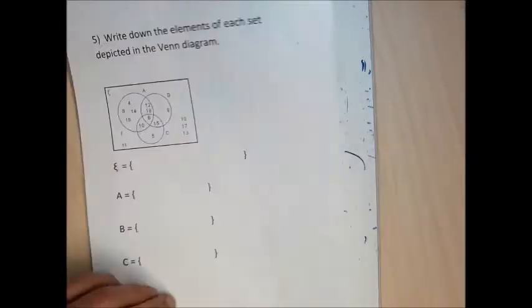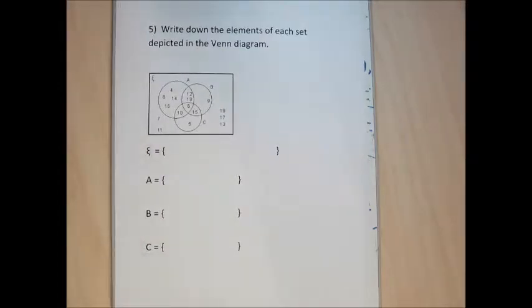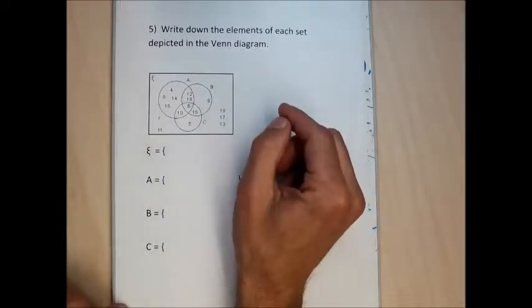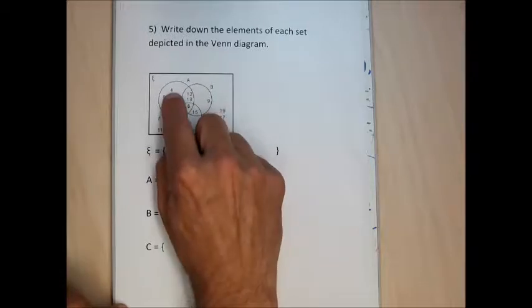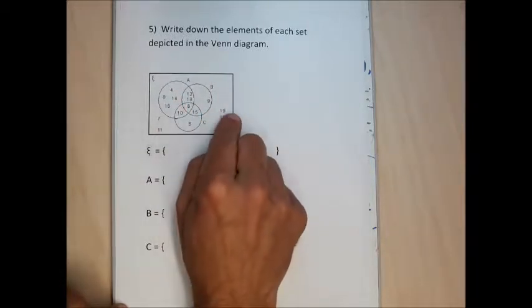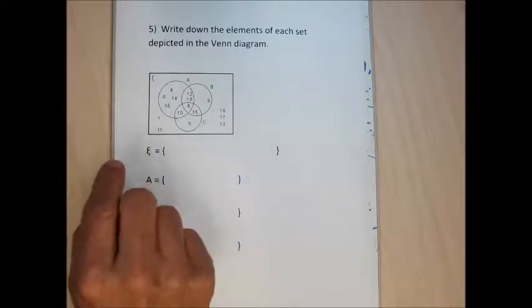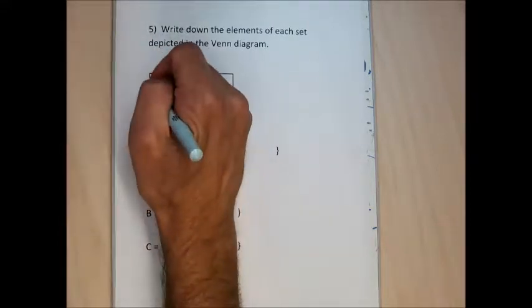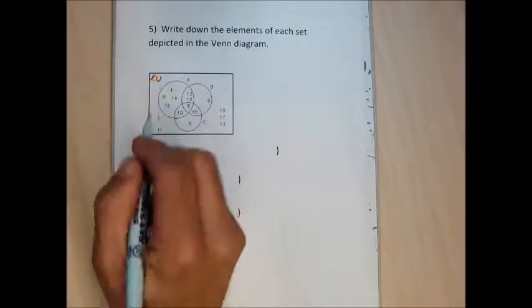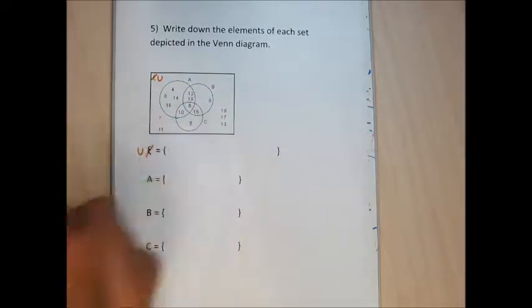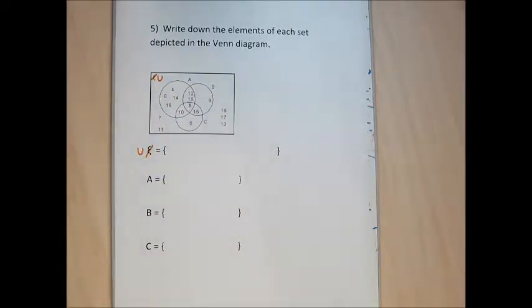Question 5 gives me what looks like the numbers from, oh gosh, what's the smallest number I see? I see 4 is the smallest number, 19 is the largest number. I think it's all the numbers between 4 and 19. And again, this universal set was labeled with that as opposed to a U. But in this case, you have to find out what set A is, what set B is, what set C is, and what the universal set is or contains.